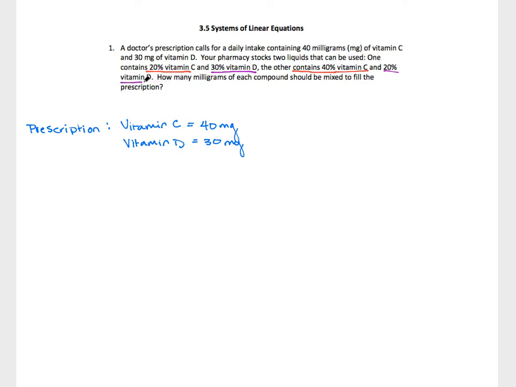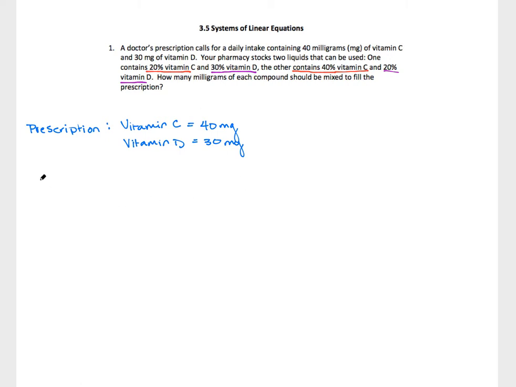Okay, the question that we want to ask ourselves is how many milligrams of each of these liquids or each of these compounds should we mix together so that at the end our mixture will contain 40 milligrams of vitamin C and 30 milligrams of vitamin D. Since this is the question that we're trying to answer, how many milligrams of each liquid or each compound, then we need to define those compounds and give them a name. So let's write that down. I want to know how many of each.